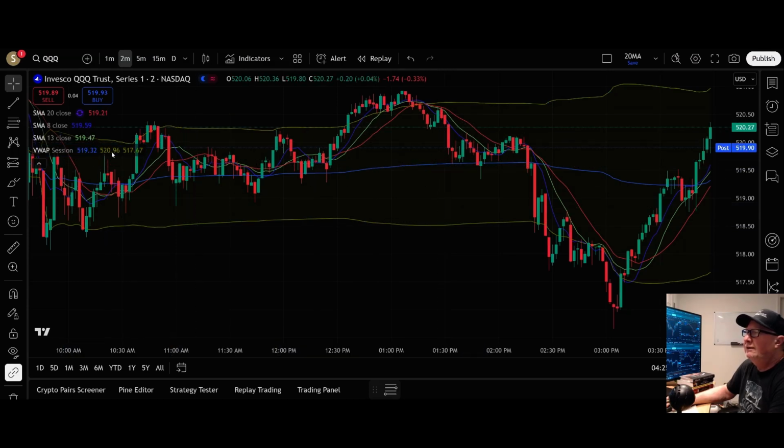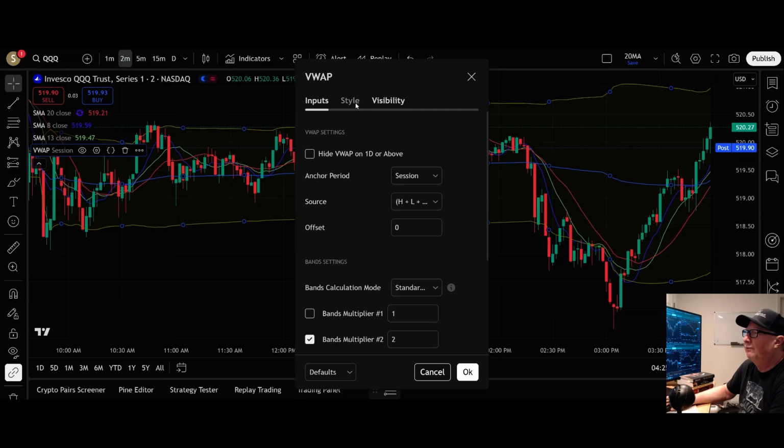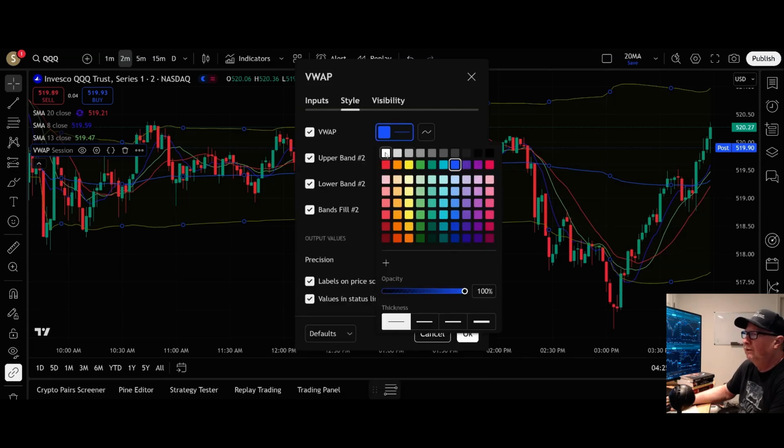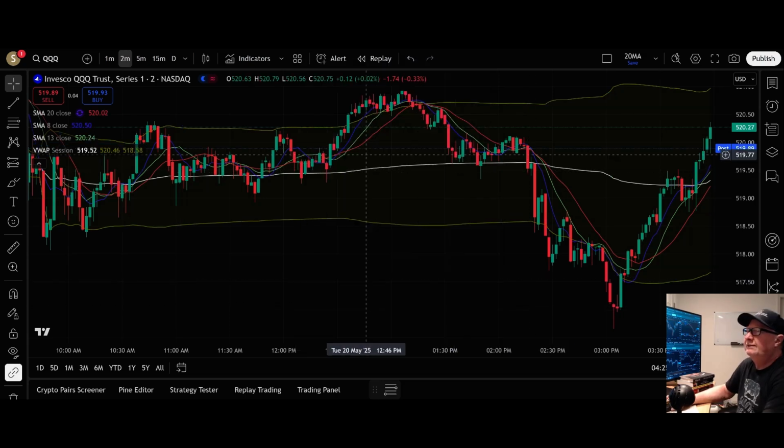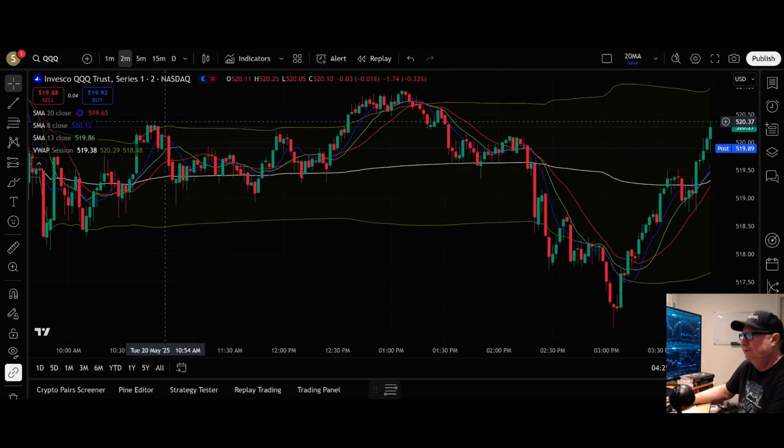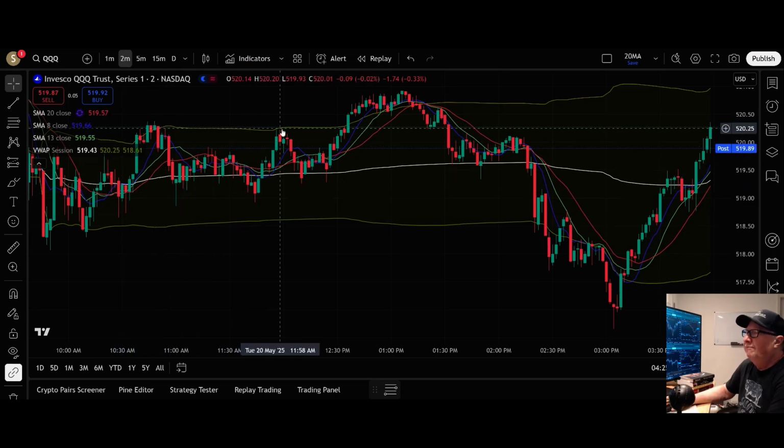I usually, on my charts, I make the line white. So there's VWAP under style. I just make mine white so I can easily see it with my other simple moving averages. So you can see during the day, the market trades around VWAP and goes to 2 standard deviations away, back to VWAP, a little below, back to 2 standard deviations away, back to VWAP. So again, it's not a bad strategy in general to trade using VWAP and 2 standard deviations.